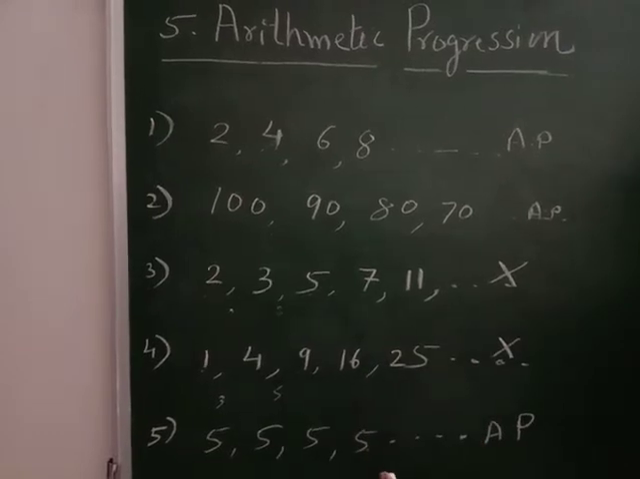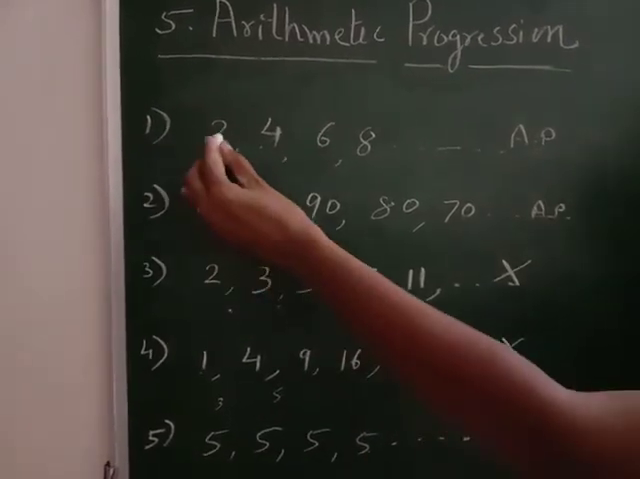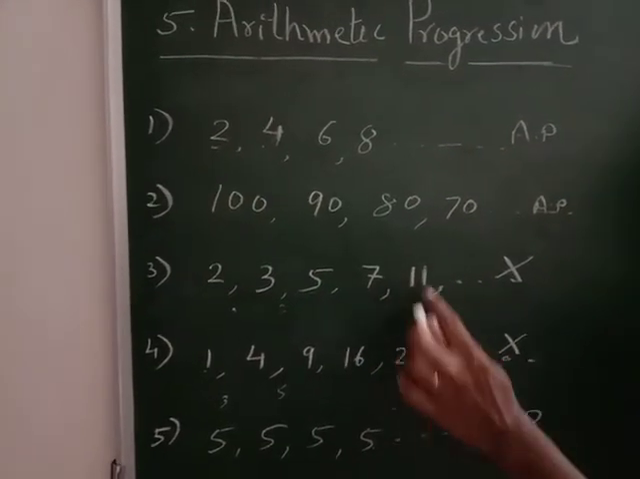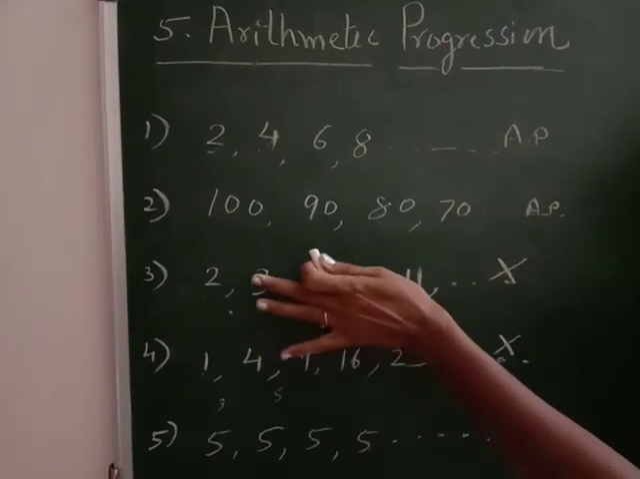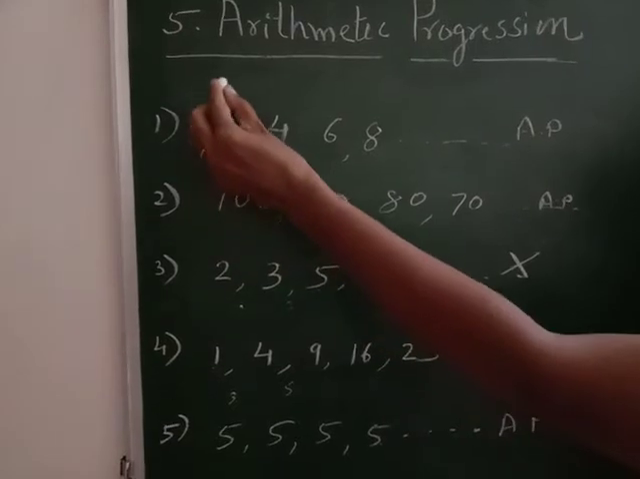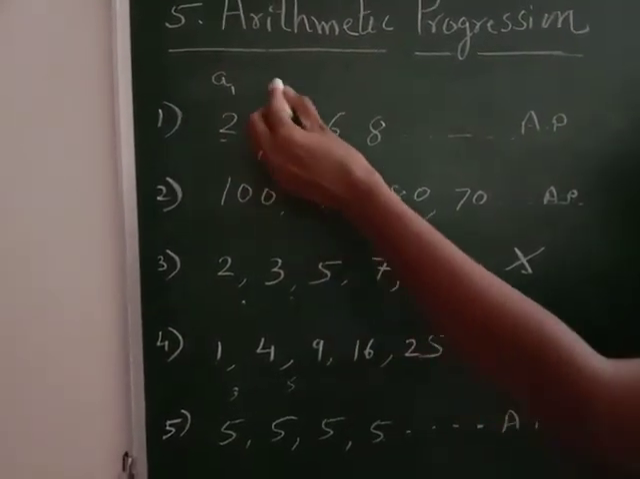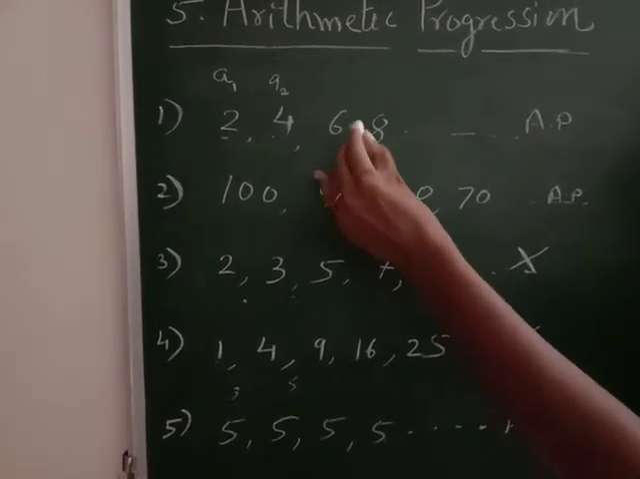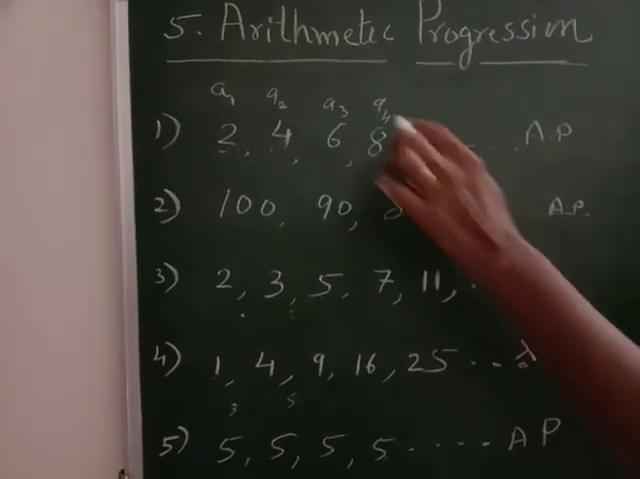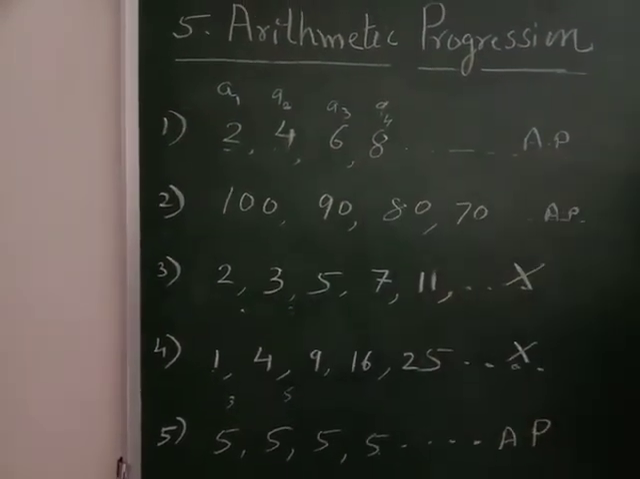Now let us understand what the common difference is and what the first term is. Here 2 is the first term. Now these two are not arithmetic progressions, so we don't say anything about the first term and all that for these two. This is the first term and it is represented by A, and sometimes by A1. This is the second term, represented by A2, third term A3, A4 and so on.